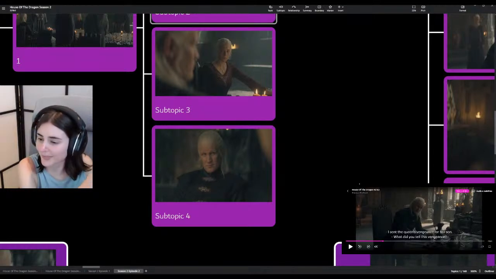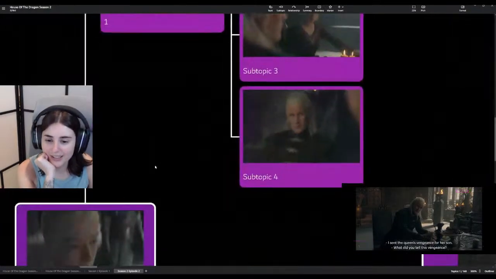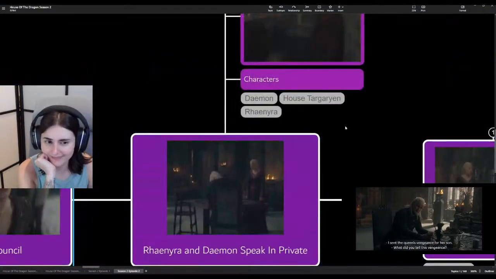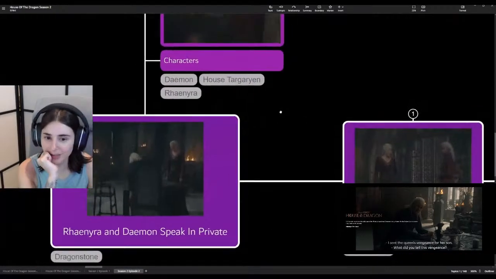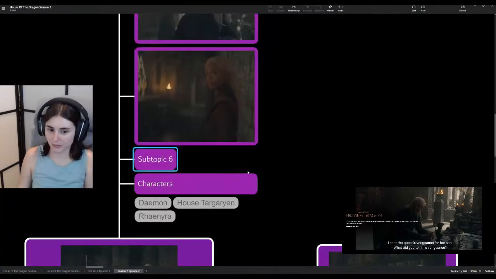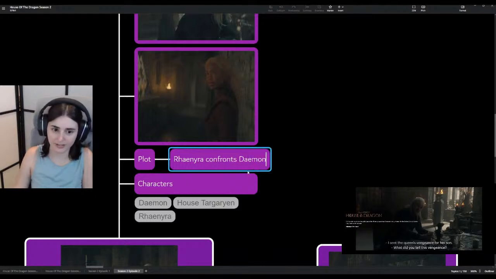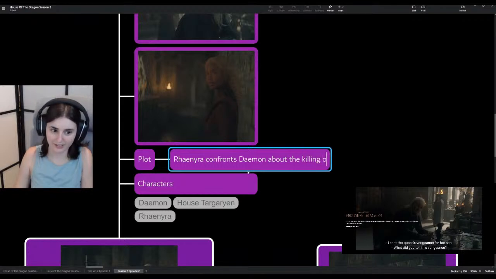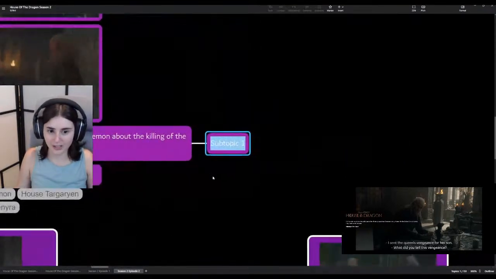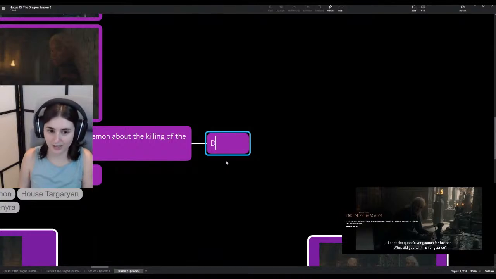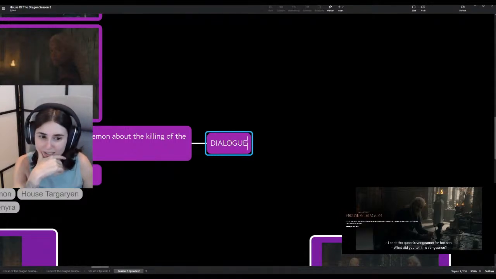Yeah, so that's the first. Okay. So if we're gonna dialogue this, if we're gonna actually have the whole dialogue. So she's confronting him. Okay, they're speaking in private, she's confronting him. Let's do the plot bit here. Rhaenyra confronts the killing. Okay, killing of the child. Okay, literally we'll go in a straight line. I will say dialogue. I don't want to do the exact, no wait, then just flow of conversation.